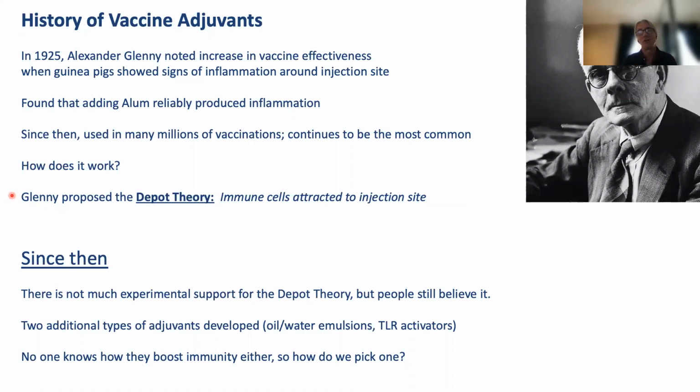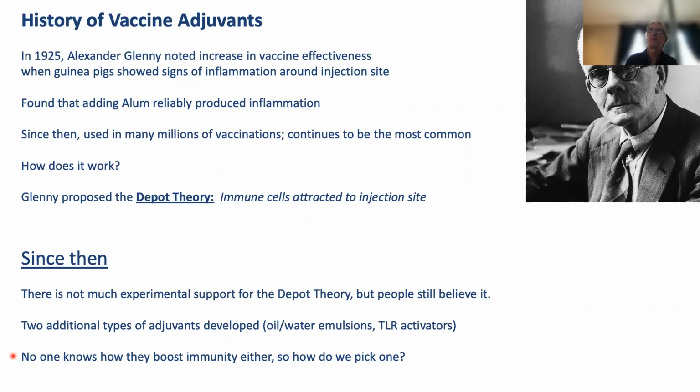Actually, we don't know. There's not that much known about the way adjuvants work. So since then, there have been other kinds of adjuvants developed. So oil and water emulsions, and it's biological nerdery, but TLR activators, toll-like receptors. So no one knows how really they boost immunity either. So if you're a vaccine designer, how do you pick between aluminum salts or oil and water emulsions or TLR activators? It's really almost a random choice.